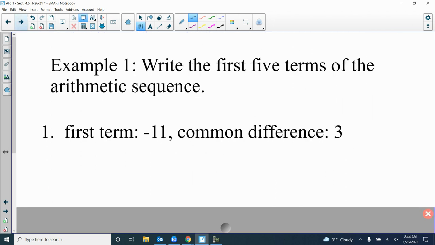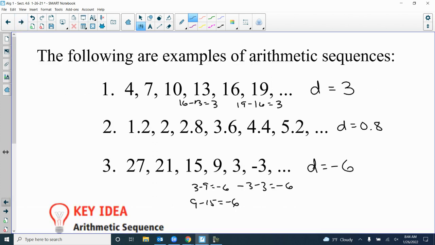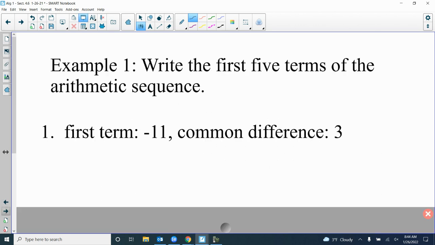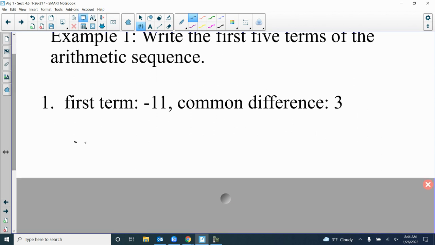All right, now here's what I want you to do for this first example. I'm going to tell you what the first term is, and that the common difference is 3. You're going to write the first 5 terms, so you're just going to list them out. If the common difference is positive, that means it is going up. If the common difference is negative, it's going down. So the first term is negative 11, and I got 5 of them.